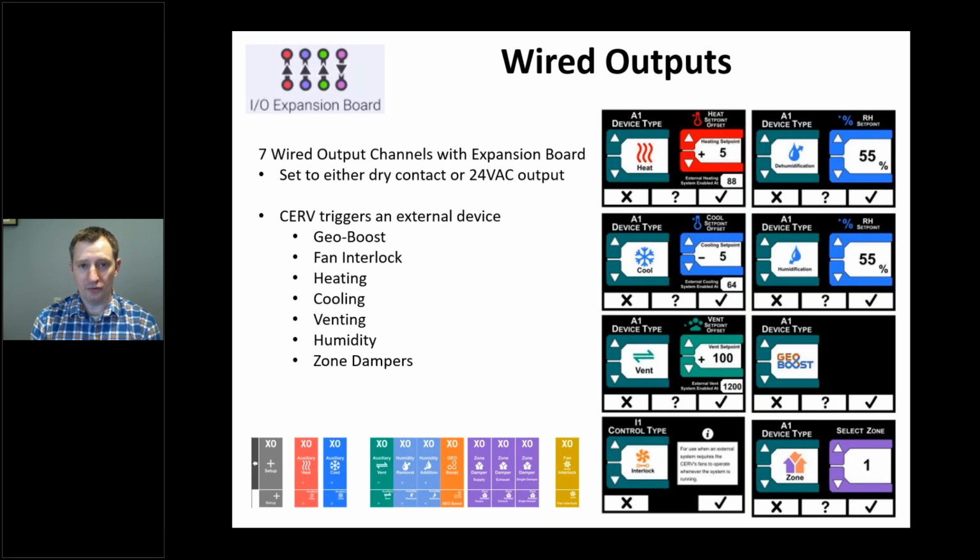Heating and cooling. So if you wanted the CERV to control an external heating or cooling device, we sell a post heater that can be used, an electric duct heater, and the CERV can be used to control that. So a zero offset would use the duct heater whenever the CERV is going in heating mode, or you can set an offset to where the temperature in the home would need to drop a number of degrees before it would try to use that duct heater.